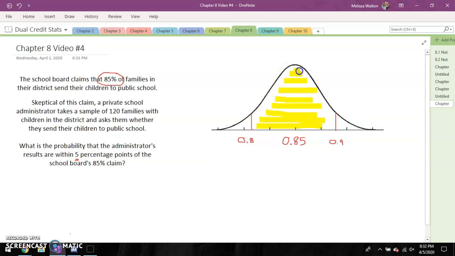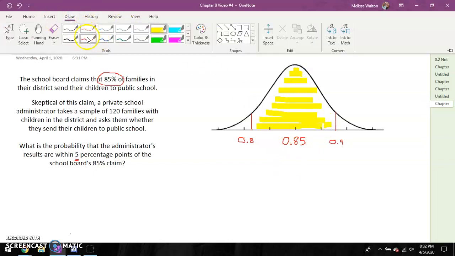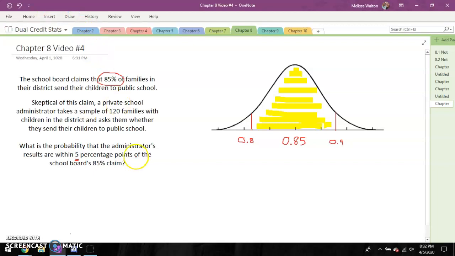Now we need one more piece of information before we can make this calculation, and that is the standard deviation of this sampling distribution. Do not forget, our formula for the standard deviation is the square root of PQ over N, where P is our probability of success, Q is our probability of failure, and N is our sample size.